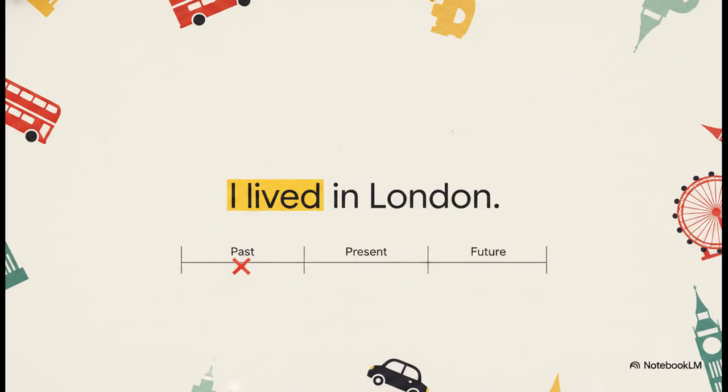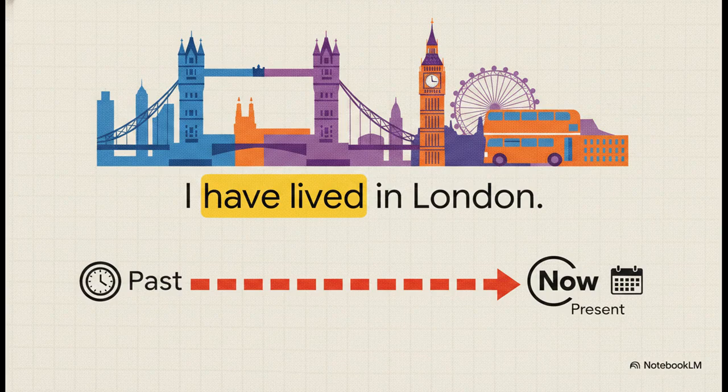Imagine saying this incredibly basic past action out loud. I lived in London. It's straightforward, right? You're basically just establishing a simple fact about a completed action during a finished period of time in the past. It's clean, it's simple, it gets the job done. But what happens if we tweak it just a tiny bit? Consider this version. I have lived in London. Notice how the relationship fundamentally changes here?